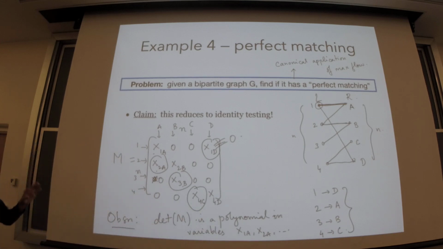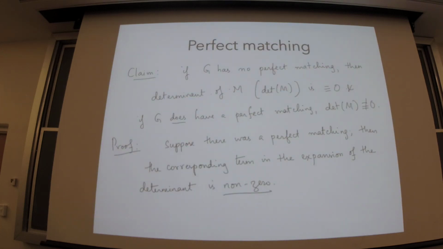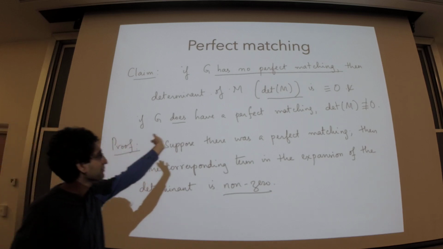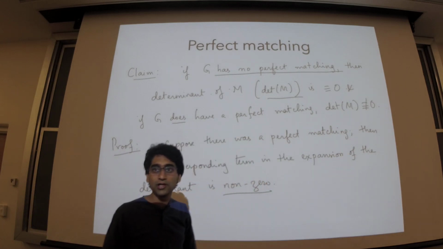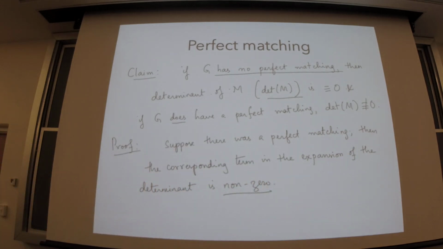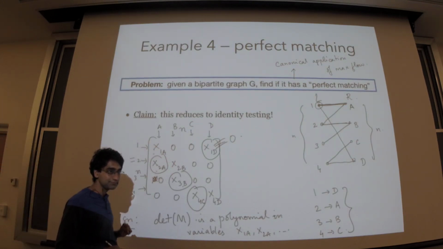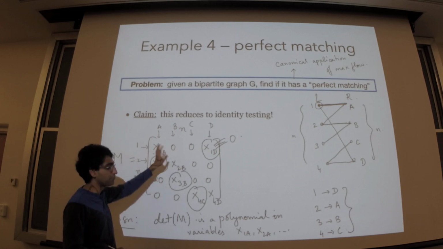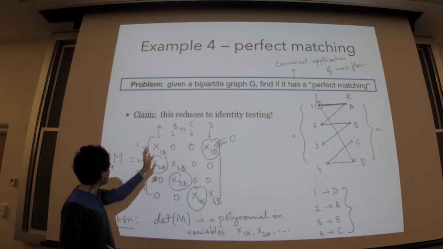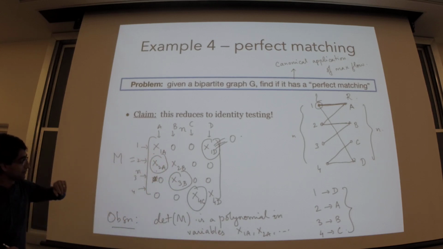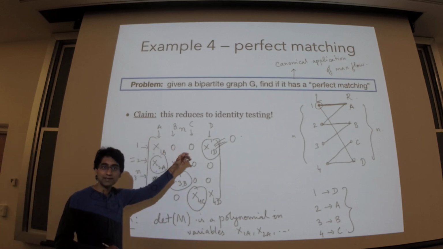Since we are almost out of time, let me not go into that, but this fact turns out to be true: if G has no perfect matching, then the determinant of M is identically equal to 0. And if G does have a perfect matching, the determinant of M is not identically 0. So now there is a test. You have this matrix whose entries are some variables, and the determinant is just some polynomial. If the graph has a perfect matching, then the polynomial is not identically zero.